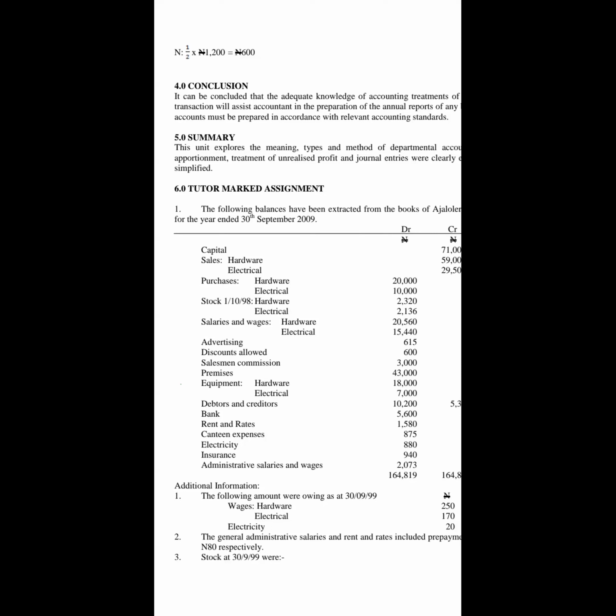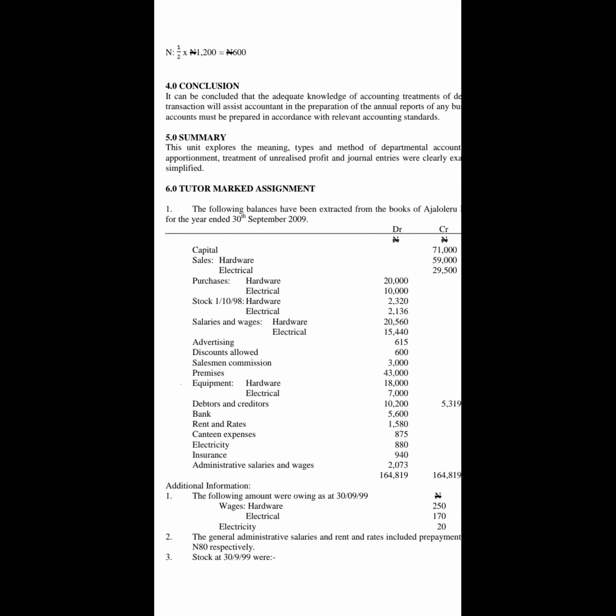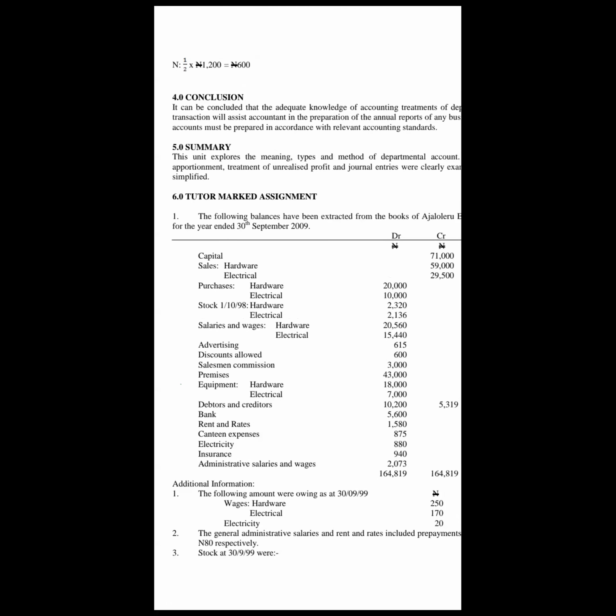Like I said, we're looking at this question on tutor marked assignments. It's similar to what we just finished solving. But the only difference between this and the one we have solved is this: apart from the figures, the one we solved, they gave us all the figures directly, isn't it? But this one, they want us to work out some of the figures we are going to use in the account ourselves.